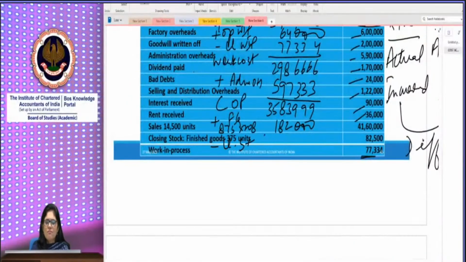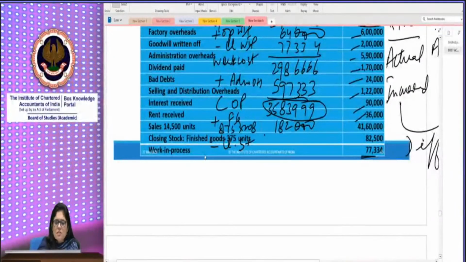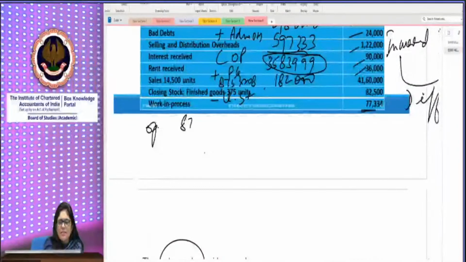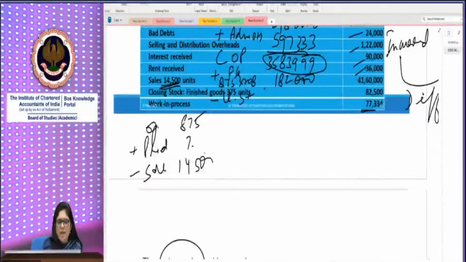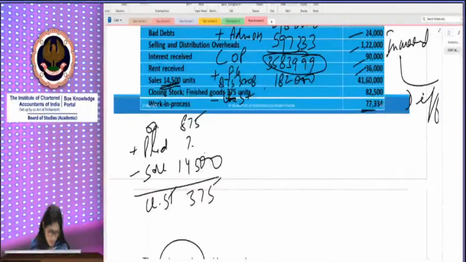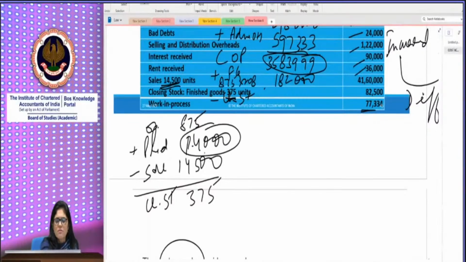Minus closing stock of finished goods. We always value closing stock on the basis of cost of production. So how much is the cost of production? See, opening units are 875 plus production, which we don't know, minus sales. Sales are 14,500 and we have the closing stock 375. So 14,500 plus 375 minus 875. Production comes to 14,000 units.